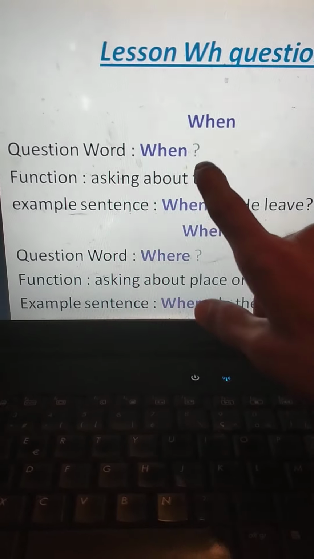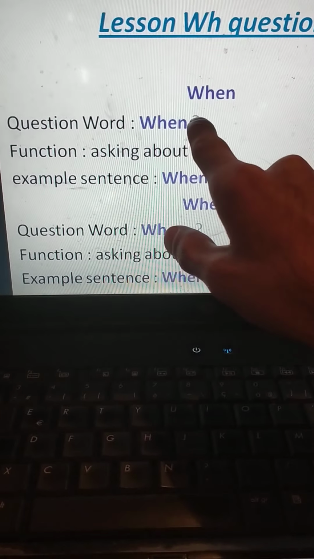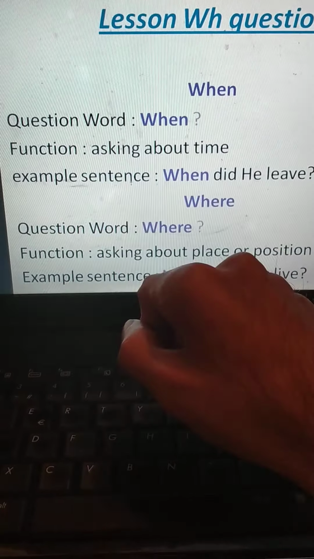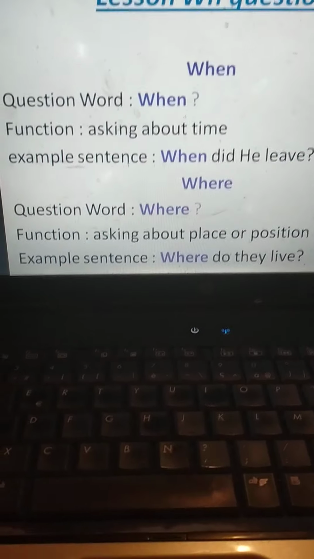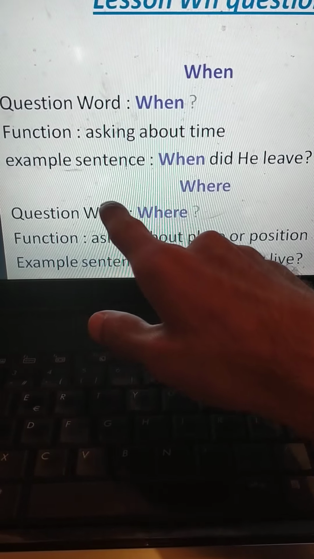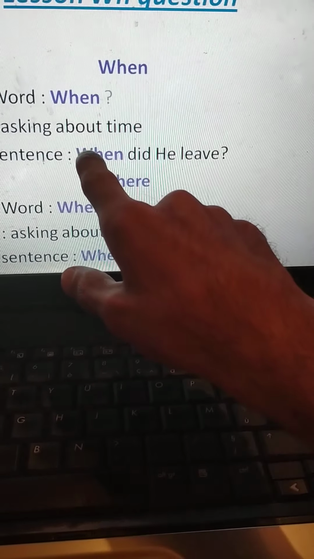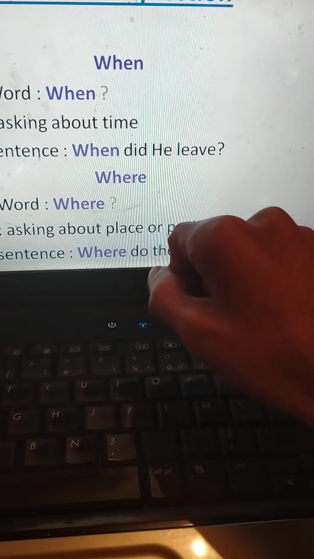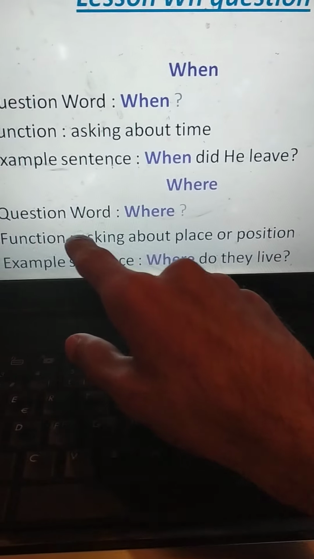And then we have when. Question word is when. Function, asking about time. So we use when for the time. Example sentence: when did he leave?